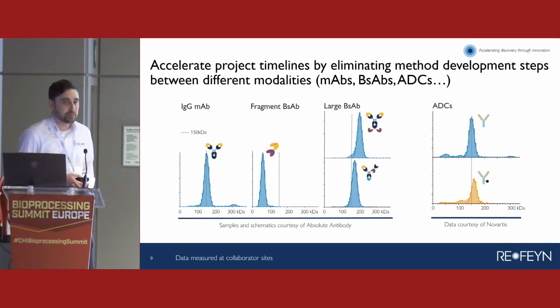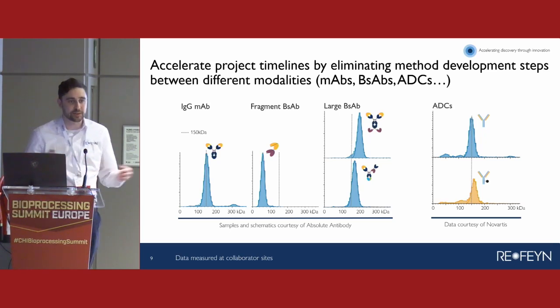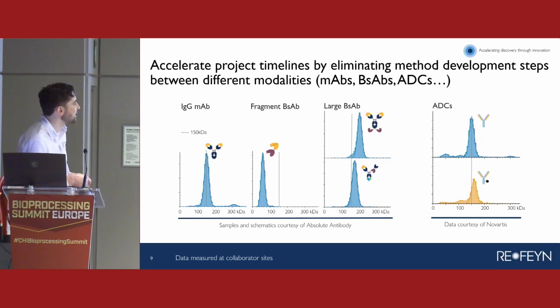We also, as well as being pretty buffer agnostic, are quite sample agnostic, and so can measure a large number of different types of antibodies and lots of other different types of proteins as well, without the need for extensive method development. So we have results from monoclonal antibodies, different sizes of bispecifics, and this example of ADCs. So you can assess all kinds of different modalities without having to optimize your column choice or your buffer choice, for example.